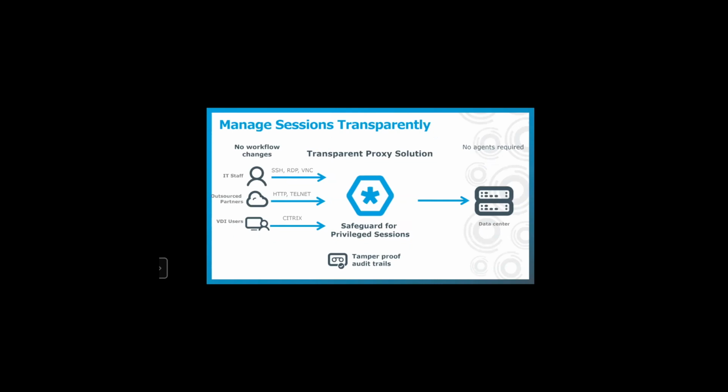One of the key differentiators as well is transparent proxy mode, which means that we don't need to create a request and wait for approval. The user will open the session directly from his client. And once the traffic reaches Safeguard, Safeguard will evaluate and allow or deny the traffic to pass without any approval from any person. This can be applied for day-to-day administrators and for anyone that is allowed to connect without approval by the policy of the organization.